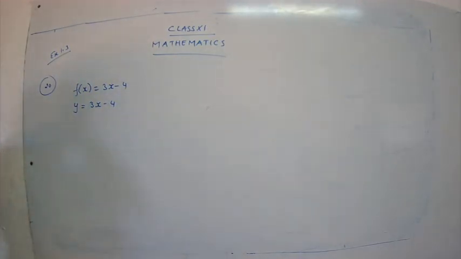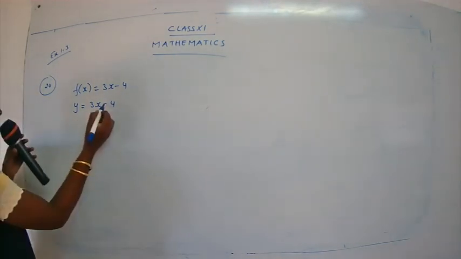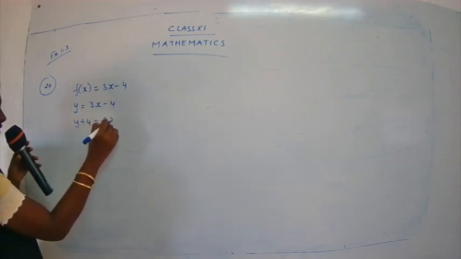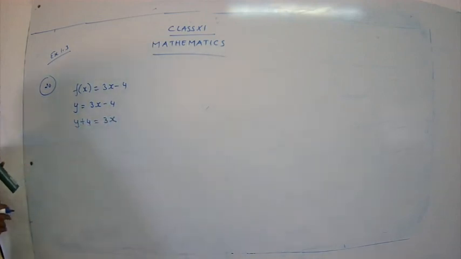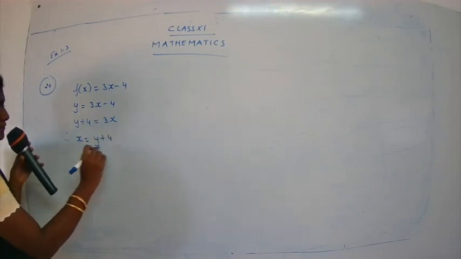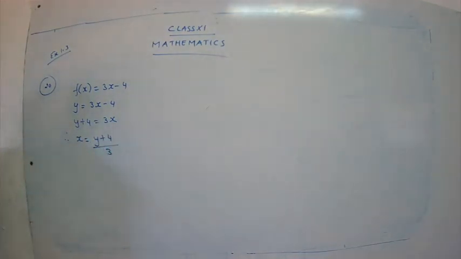Now what is the next step you are going to do? You are going to write the answer in terms of x. That is, you have the value for y: y is 3x minus 4. So let's see how to do the conversion. Bring the 4 to the other side, that is, y plus 4 is equal to 3x. Now I want the answer for x. Therefore, x is equal to (y plus 4) upon 3. Is it clear children? So we got the value for x.